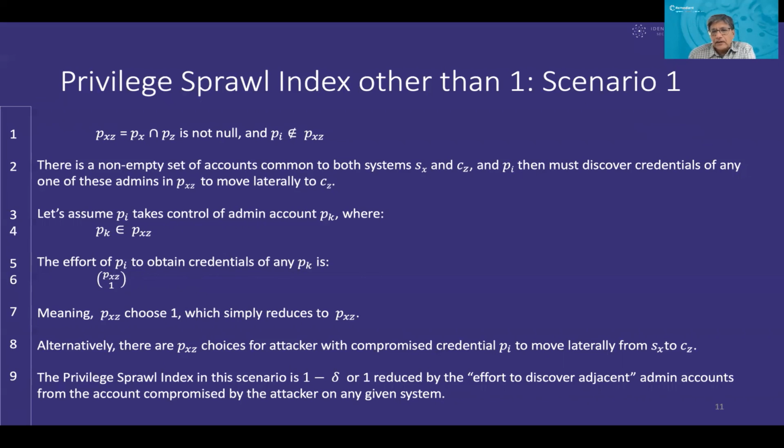I could get discovered, I could get dropped, malware might not work, whatever the case is. But again, we know from today's events that all of these things are kind of daily occurrences, right? But even so, to move from one system to the next when there are no intersecting accounts that aren't compromised initially, there is an effort to discover additional accounts so that I can then move laterally. So that's scenario 1.